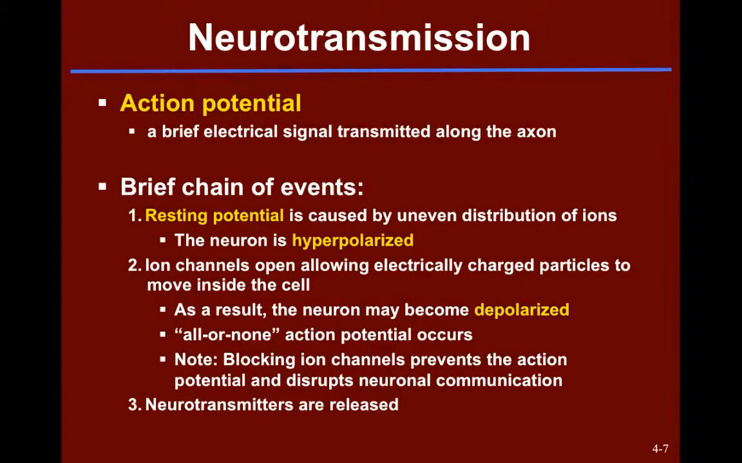If you think about a neuron at rest, there are going to be more potassium and negatively charged anions inside the cell and more sodium and chloride ions outside the cell. So the ion channels are going to open and close. An action potential is generated. The neuron is depolarized, and then the message is passed along. So we've got that resting potential where there's that uneven distribution of the ions. And then the ion channels open, and we see electrically charged particles moving inside the cell. And then the neurotransmitters are released.